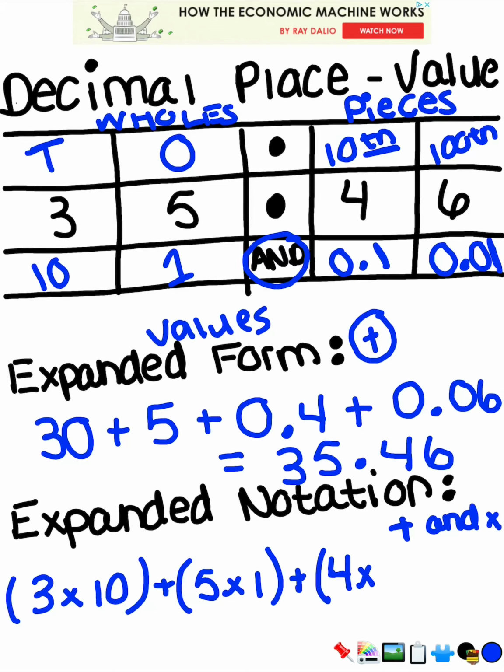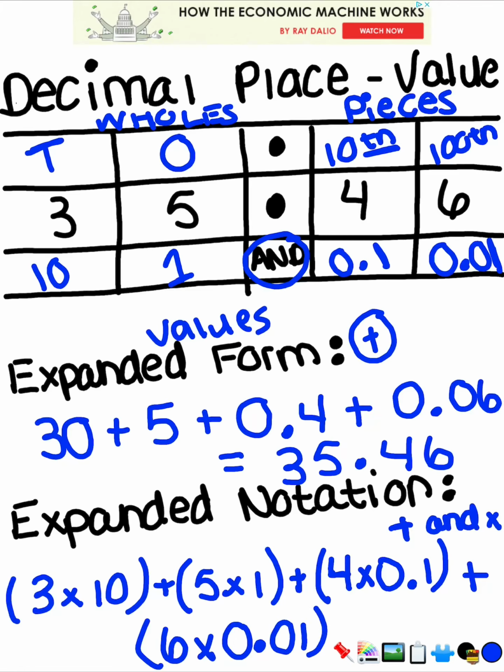4 times what place value place is the 4 in? The tenths, so I use my decimal to represent tenths, plus, and last but not least, the 6 times the hundredths. So this is how I would put this number into expanded notation. I hope this jogged your memory.